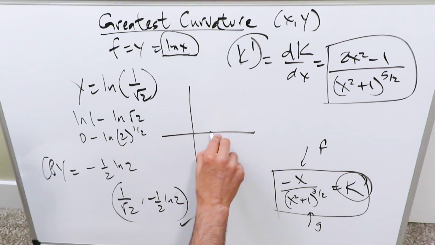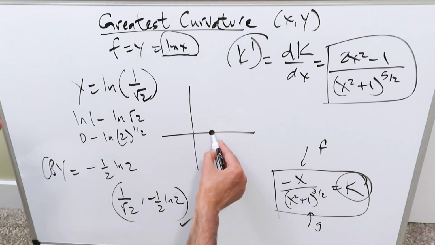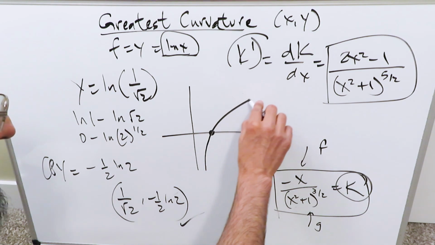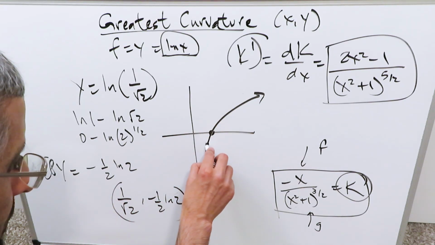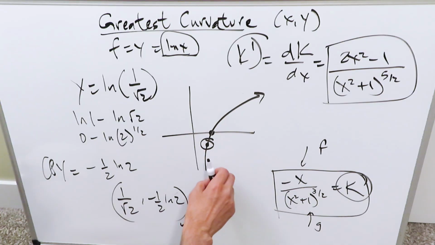I'm looking at a natural log x function. 1 comma 0 is my x-intercept. I'm looking at a function which looks something like this. You would have to graph this 1 over root 2 comma minus 1 over 2 natural log 2. 1 over root 2 is less than 1. You're looking at a point somewhere over here. In this area right here, your natural log would have the greatest curvature. The function will experience its greatest rate of change, and you've determined it, and it's correct.